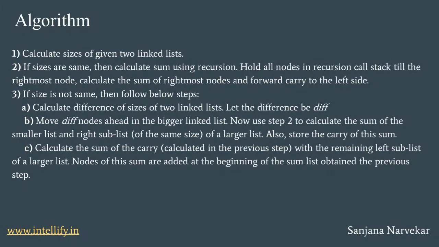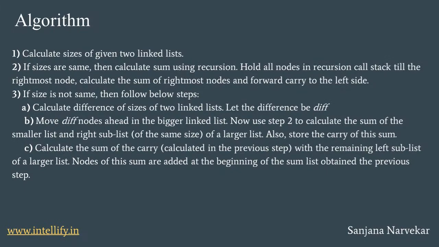If the sizes are not the same, what will we do? If you are told to add a two digit number with a three digit number, then first you have to calculate the difference of the sizes of the two linked lists. If you want to add two linked lists with different sizes, you have to find the difference between them. Say I want to add a three digit number and a two digit number, so what is the difference here? It is 1. Now that 1 will be stored in the variable diff.